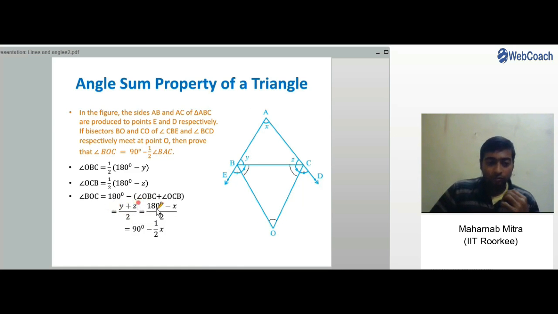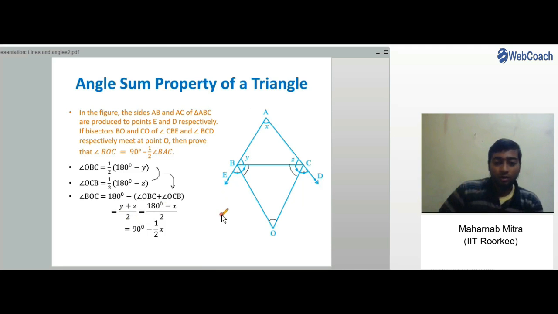Now if you put these two values in this equation, you will finally end up with y plus z divided by 2, and we can write this as 180 degree minus x. Why?